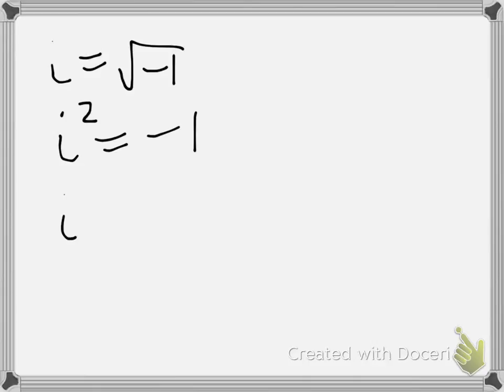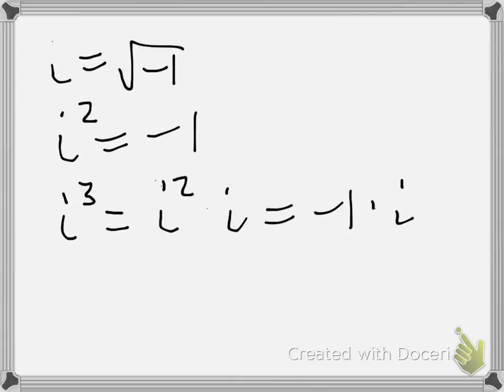Now, if you look at I to the third, okay, what we would do is we would break down I to the third as I squared times I. Well, I squared is already -1, so you'd have -1 times I. Well, -1 times I is just -I.